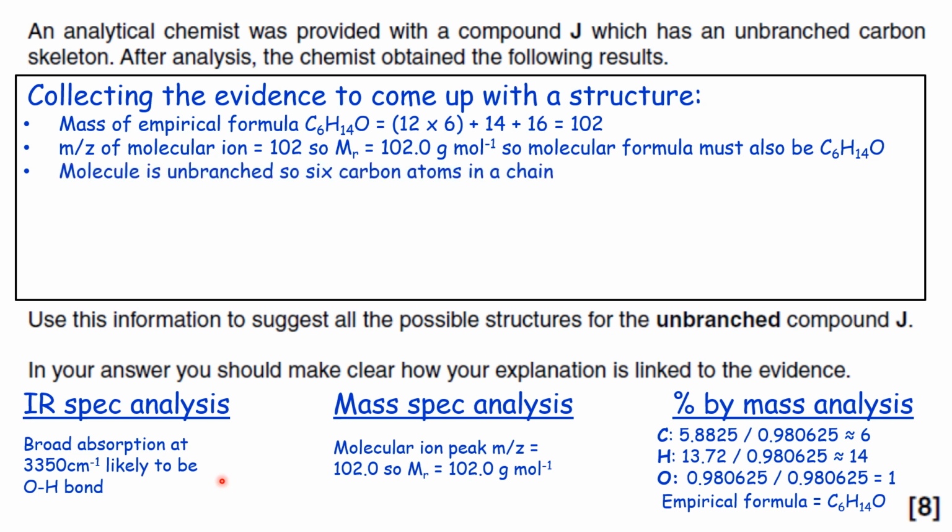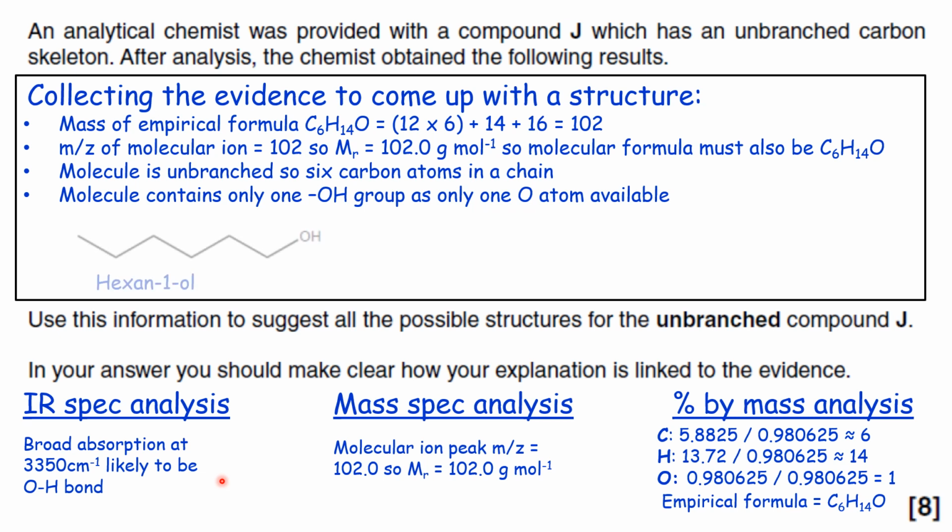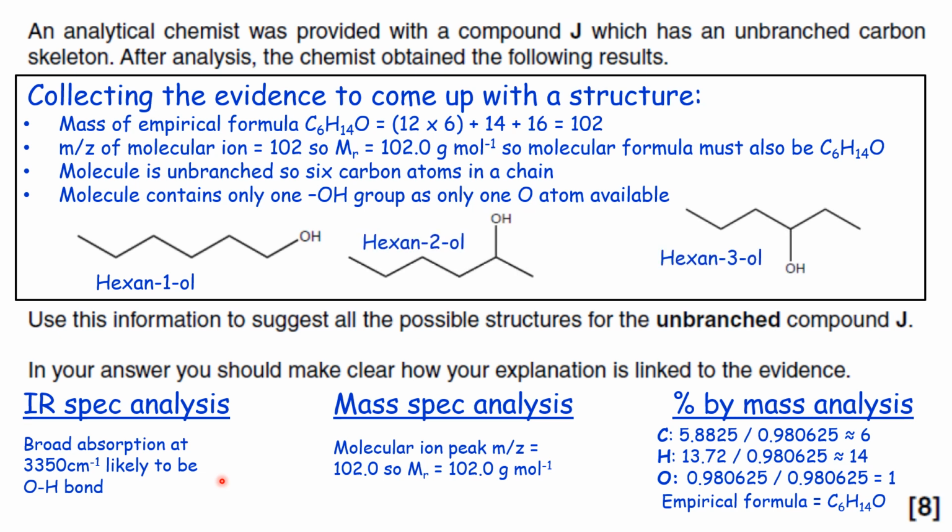So we can say we've got 6 carbon atoms in a chain because it's unbranched. We know it's 6 carbon atoms because the molecular formula tells that to us. There's only 1 oxygen available, so it can only be an OH group. It can't be a carboxylic acid because that would require 2 oxygens. So our possible structures are hexan-1-ol, hexan-2-ol, and hexan-3-ol. Remembering, of course, that you have to draw the structures out to get the credit, not just put the names down.